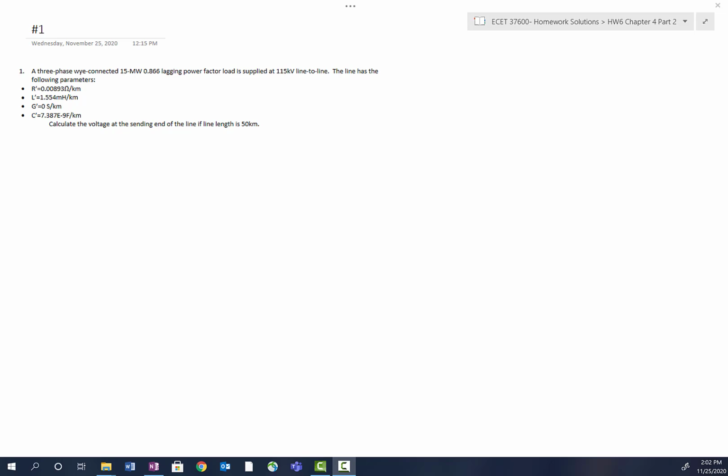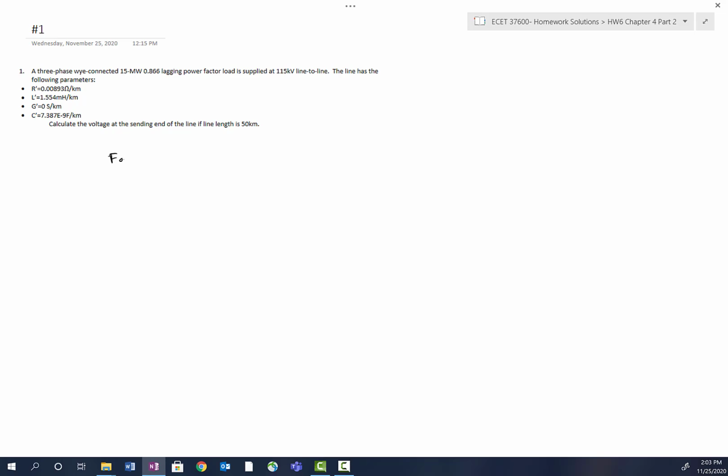A three-phase Y-connected 15 megawatt, 0.866 lagging power factor load is supplied at 115 kV line to line. The transmission line has the distributed parameters of R prime equals 0.00893 ohms per kilometer, L prime equals 1.554 millihenries per kilometer, G prime is 0 Siemens per kilometer, and C prime is 7.387 times 10 to the minus 9th farads per kilometer. Calculate the voltage at the sending end of the line for a 50 kilometer line.